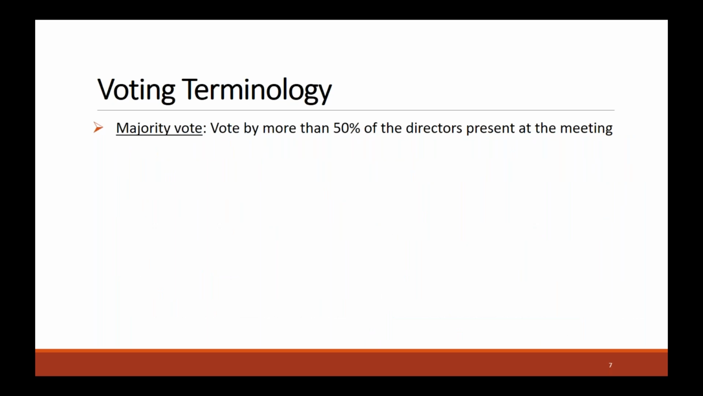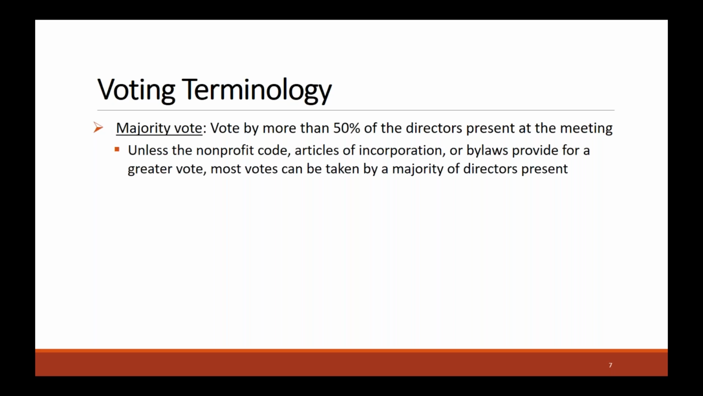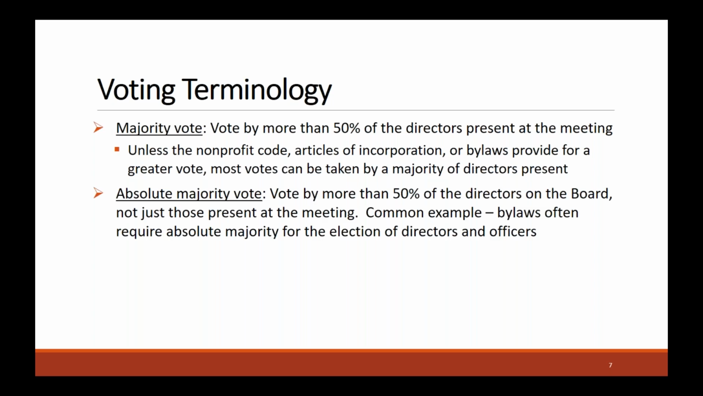Majority vote. A majority vote is a vote by more than 50% of the directors present at a meeting. So unless the nonprofit code, articles of incorporation, or bylaws require a greater vote for something, most votes can be taken by a majority of directors present at a meeting. This is in contrast to an absolute majority vote, which is a vote by more than 50% of all the directors on the board, not just those present at a particular meeting.